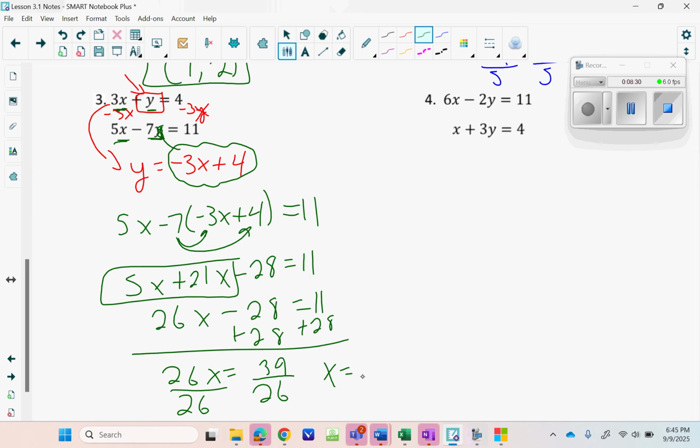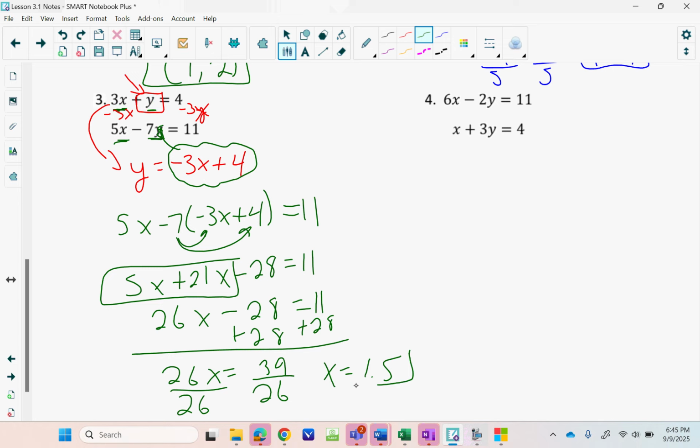sorry, I couldn't find the recording. Let's see. X is equal to 1.5. Okay. So I still am not done, right? So I need a coordinate point.